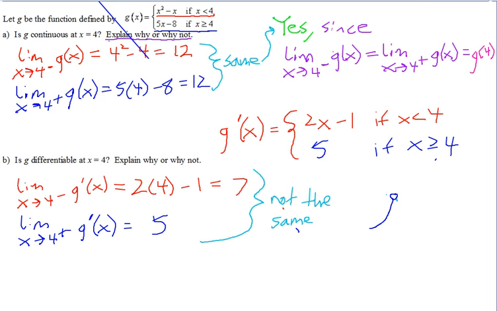Whoops. Sorry, the slope's approaching 7. From the right, we have a linear one, where the slope is approaching 5, something like that. So I exaggerated the difference, but notice it does create a corner there because they're not exactly the same. Even though they're kind of close, they're not exactly the same. So it's not differentiable there at x equals 4. So our answer here, because they're not the same, would be no.